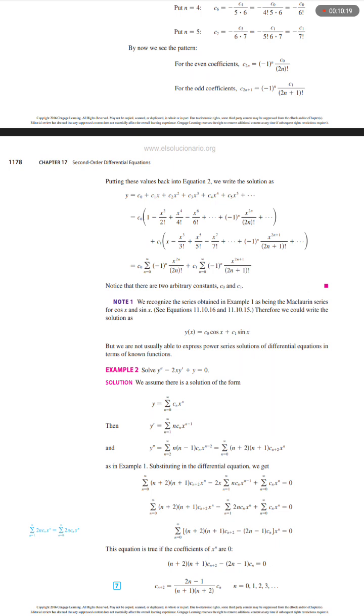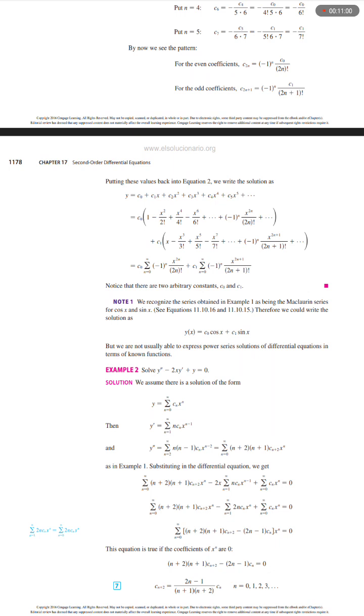equals c sub naught times the sum from n equals 0 to infinity of (negative 1) to the power n times x to the power 2n over (2n) factorial plus c sub 1 times the sum from n equals 0 to infinity of (negative 1) to the power n times x to the power 2n plus 1 over (2n plus 1) factorial. Notice that there are two arbitrary constants, c sub naught and c sub 1.